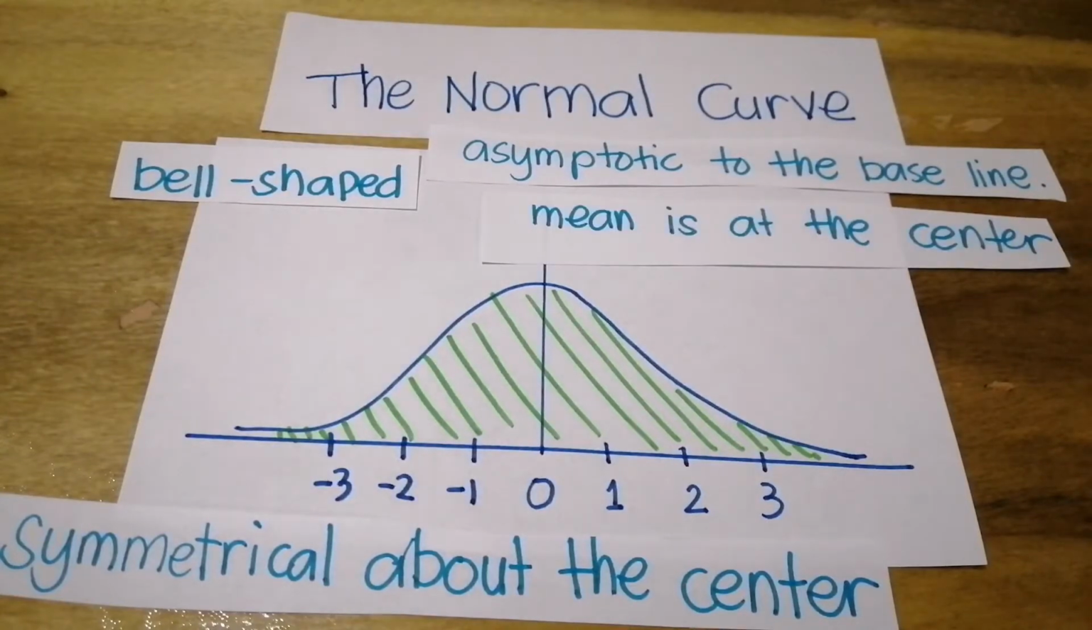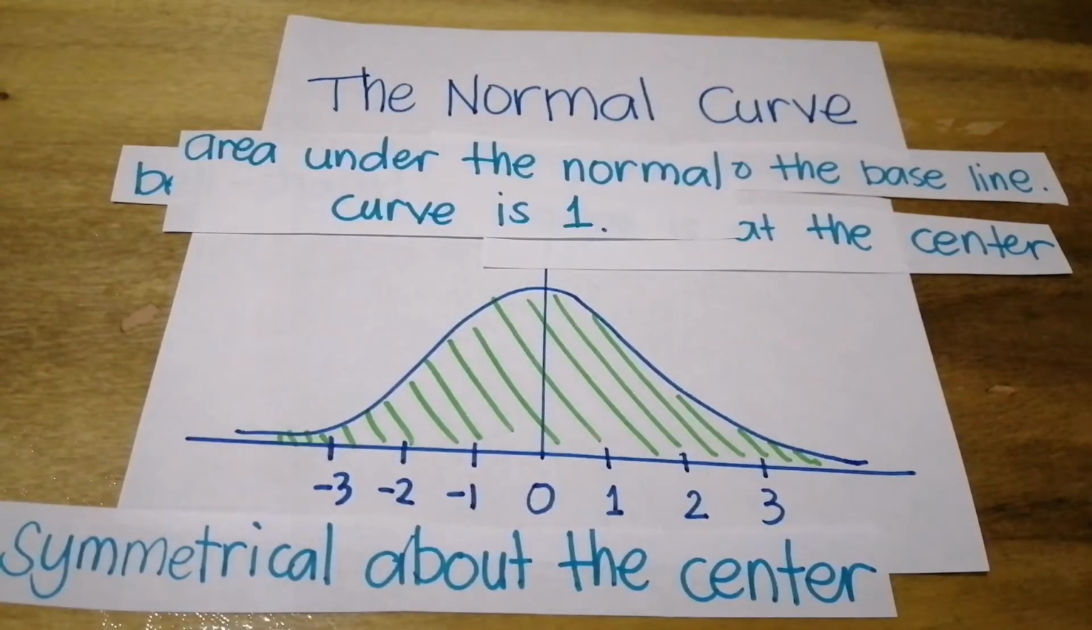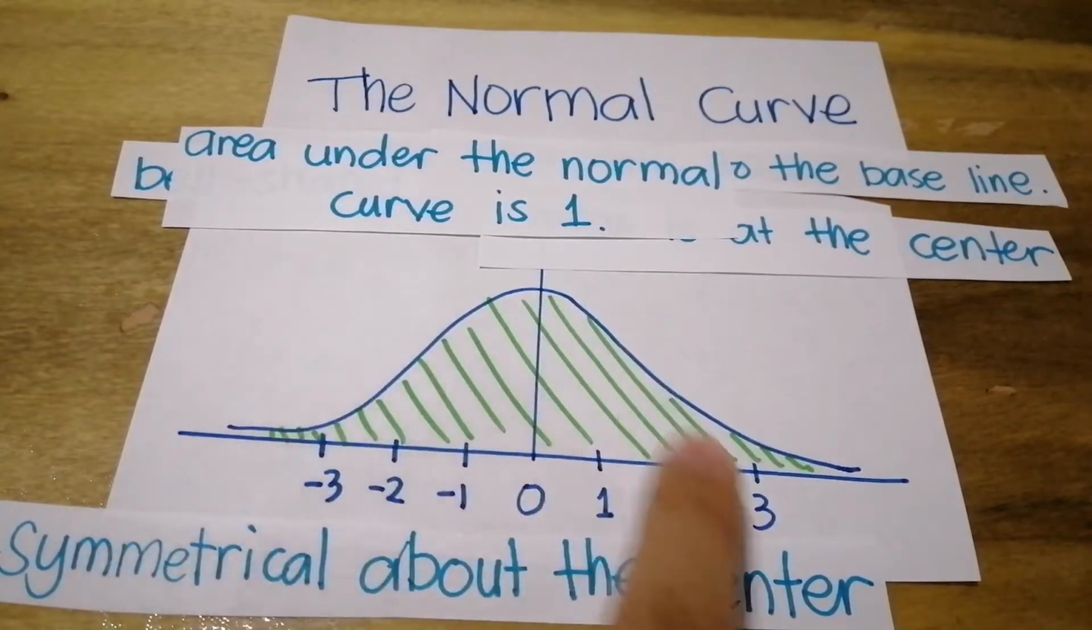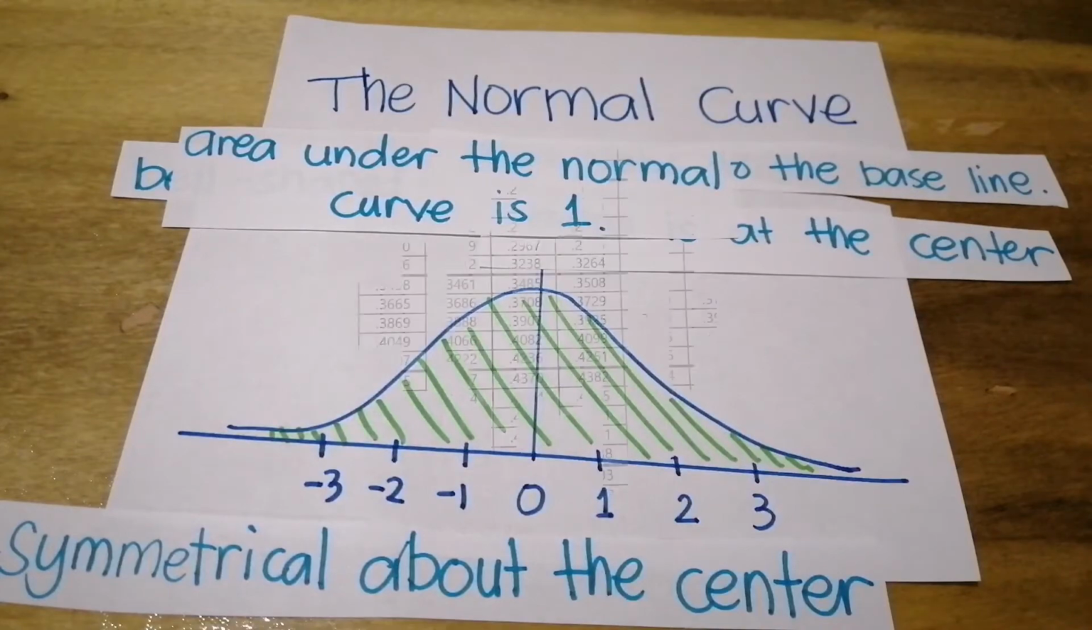The mean is at the center. So the mean in your distribution corresponds to 0 here in the normal curve. And lastly, the area under the normal curve is 1. The shaded region here represents the area under the normal curve, and it is equal to 1.